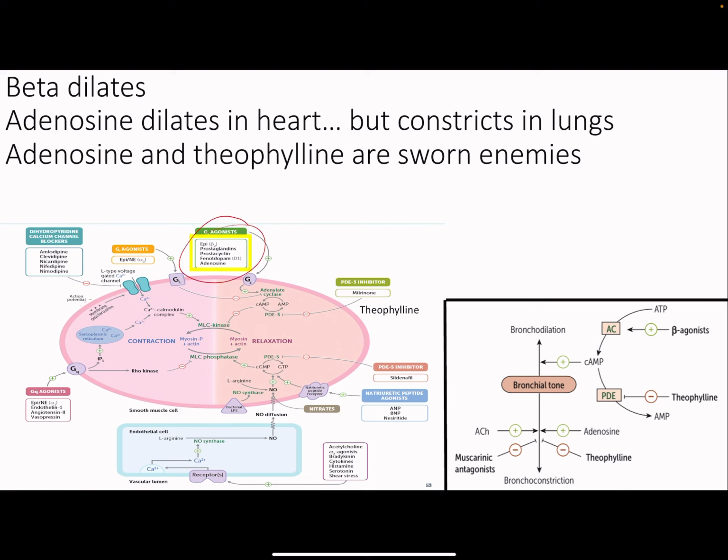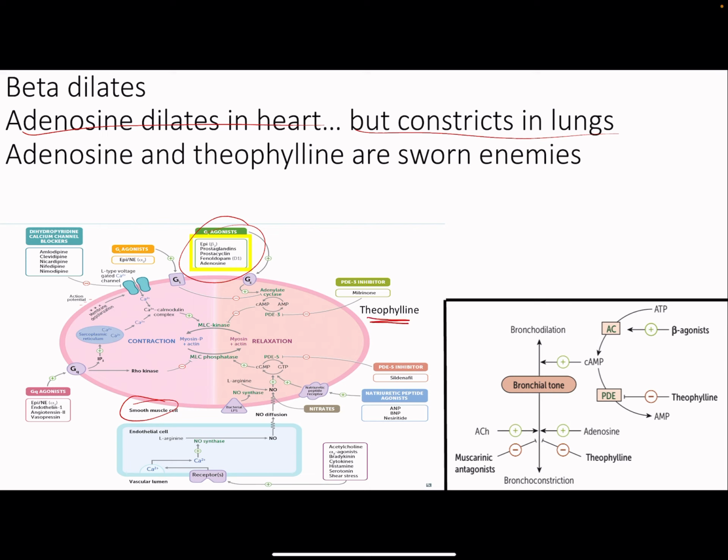Beta dilates, as we've talked about, and adenosine dilates in the heart or in a lot of smooth muscles, but weirdly, it constricts in the lungs. I don't know why, but it constricts in the lungs. Adenosine and theophylline are sworn enemies.